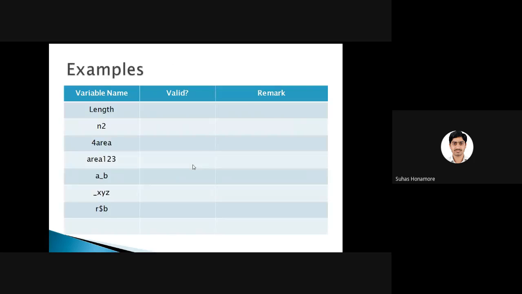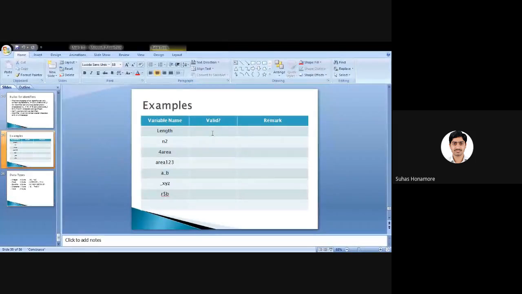Now we'll see some examples. Here I have listed some examples. Just one by one, you say whether it is a valid identifier or not. So the first one, length. Whatever we have written here, length, is it a valid identifier? Is it valid or invalid? Invalid. Okay, why?